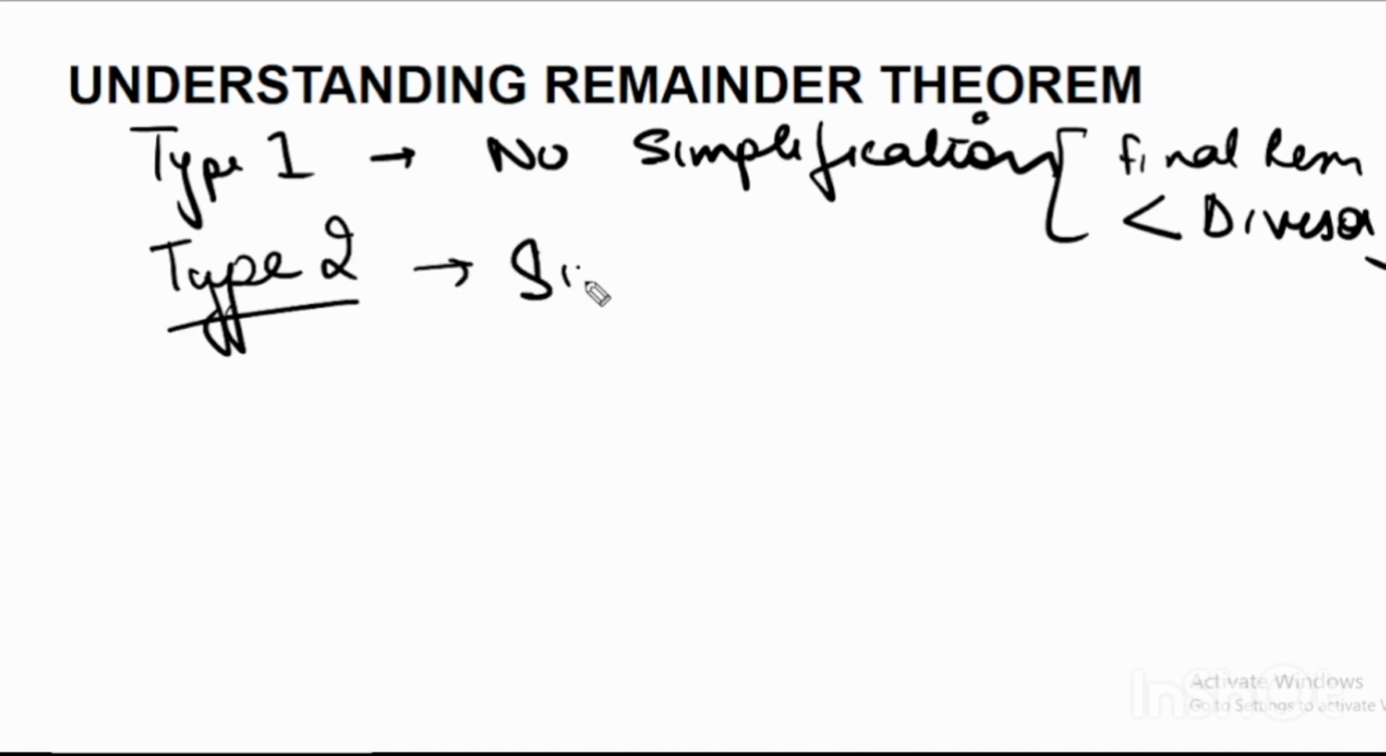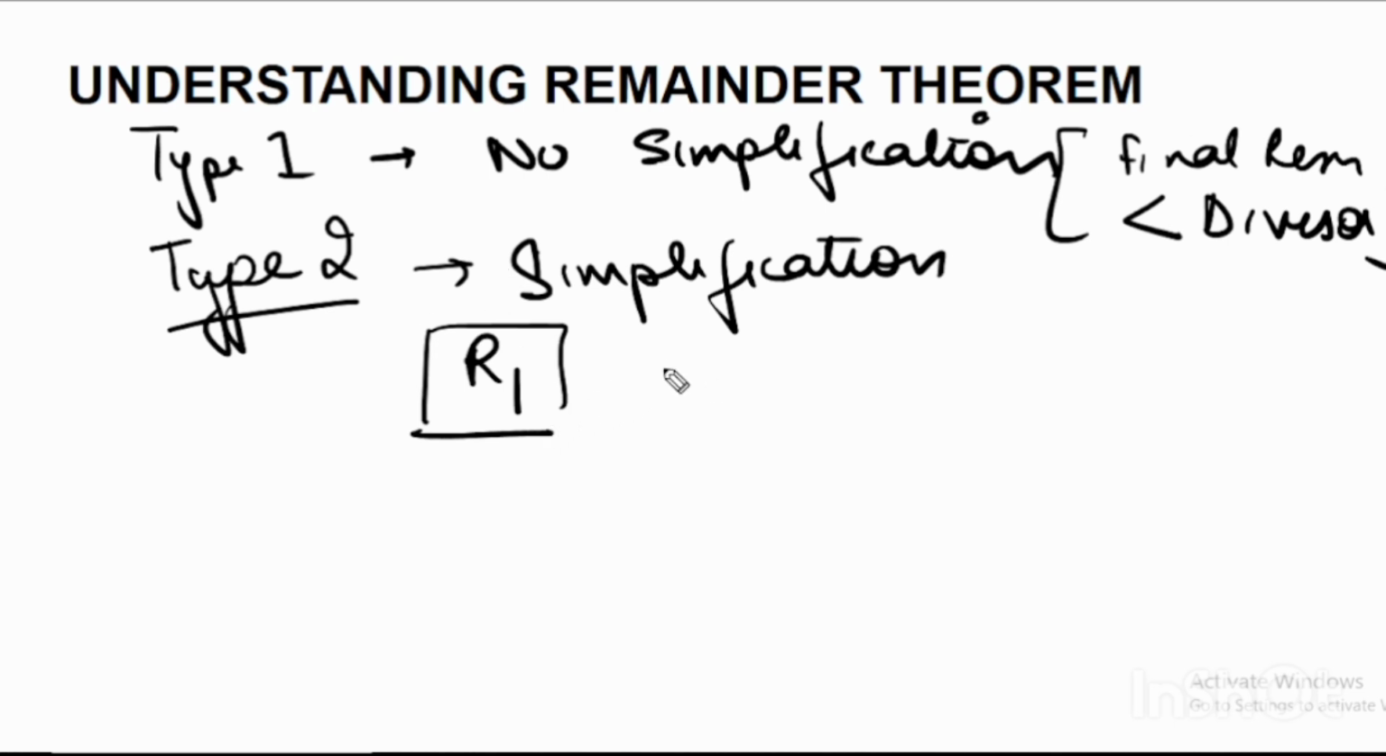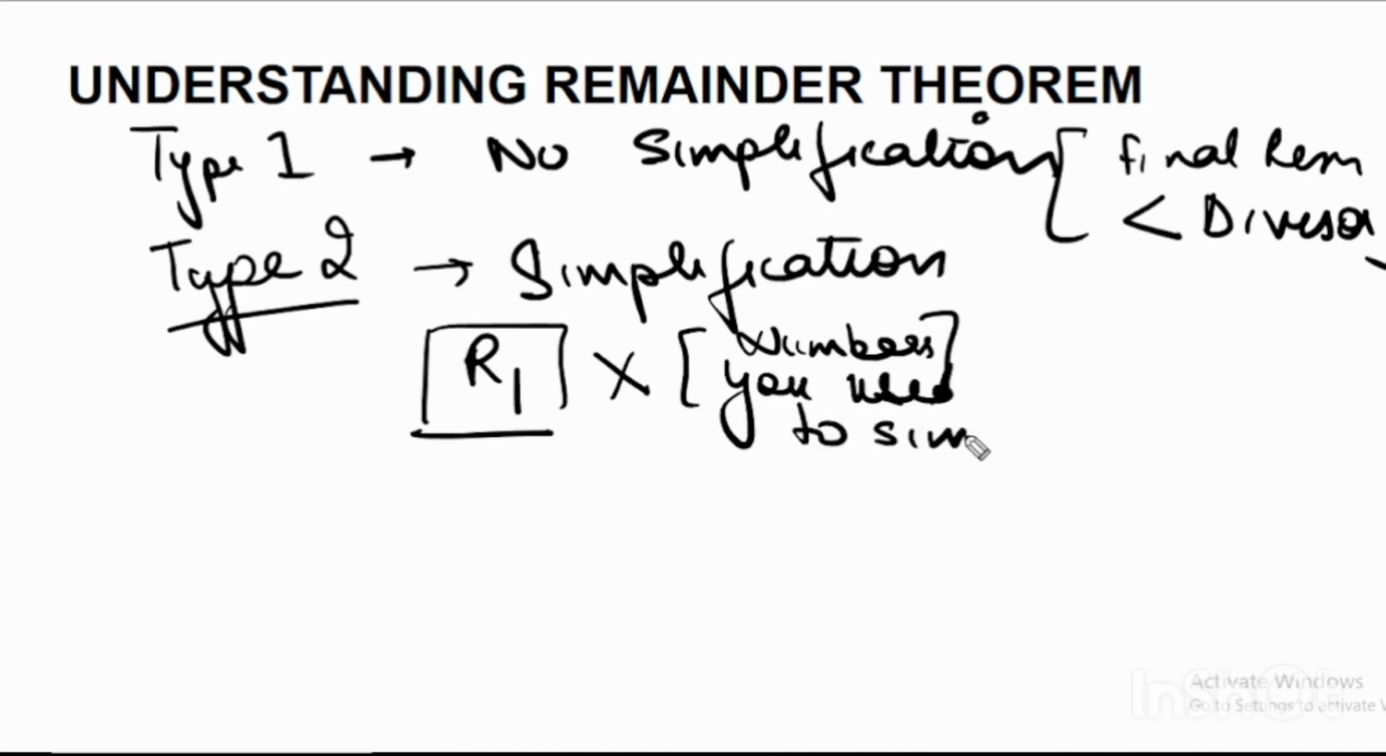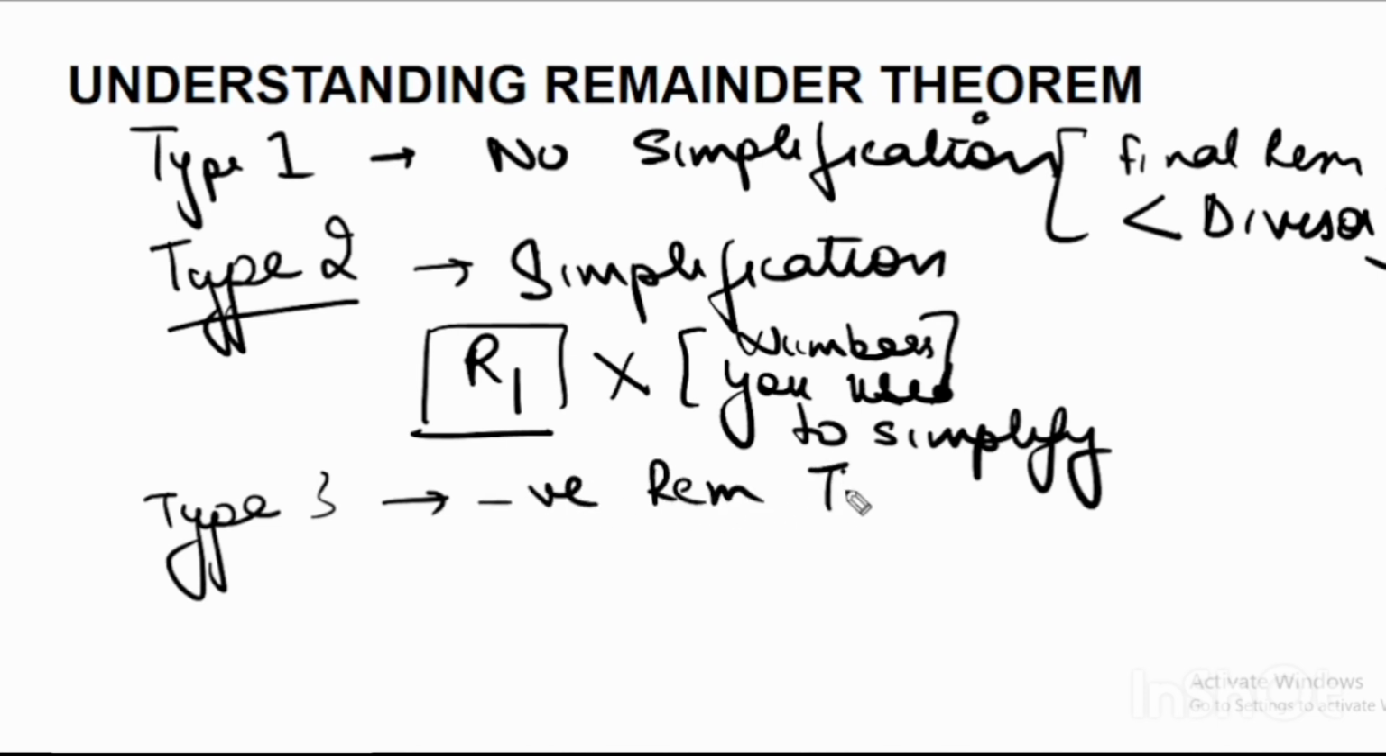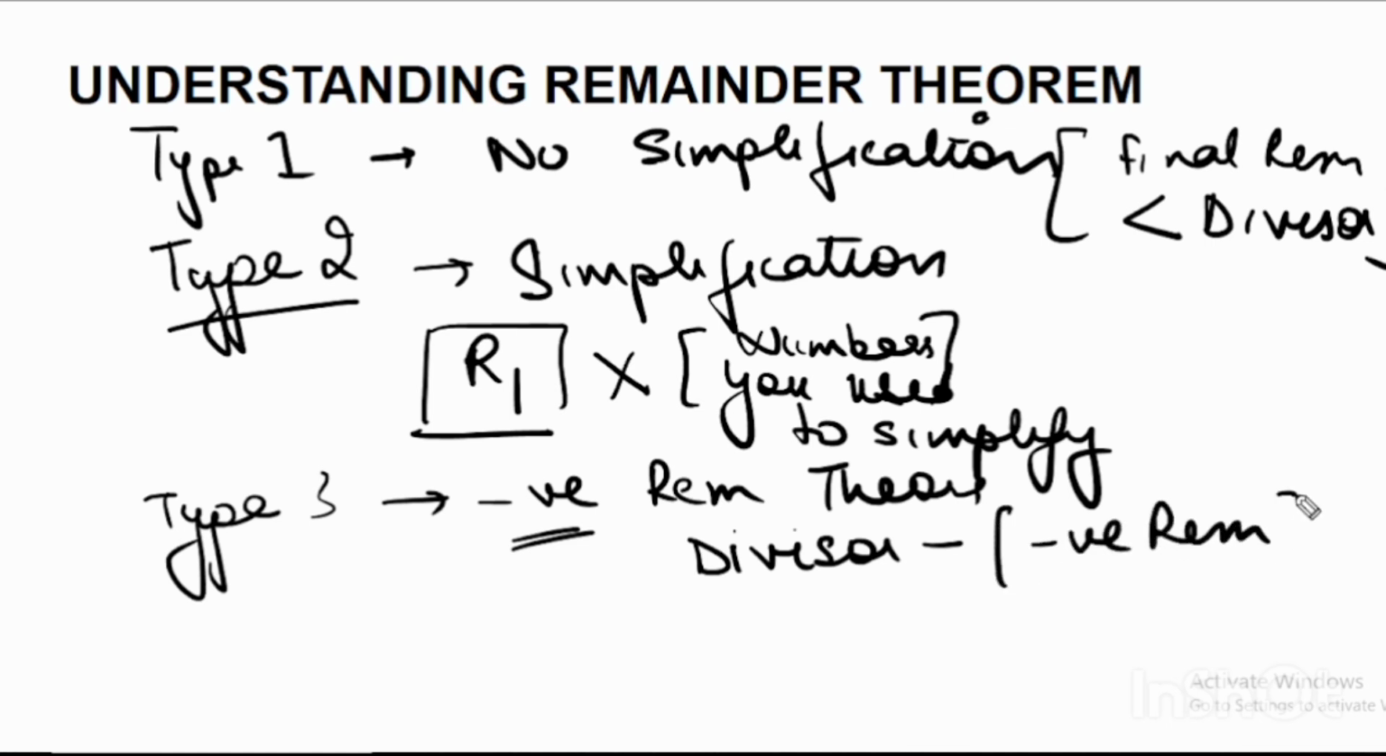In type 2, there was simplification. In this one, whatever your R1 is, your remainder after you have simplified, you have to multiply it with the numbers you used to simplify. In type 3, I talked about the negative remainder theorem. Your remainder is never negative, so you have to subtract your negative remainder from your divisor, then you will come to the answer.